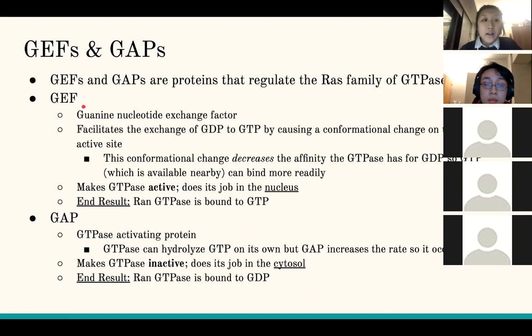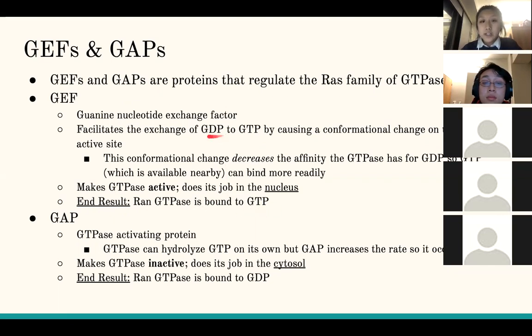So we'll start with GEF. GEF stands for guanine nucleotide exchange factor. So you can think of it as exchanging the GDP for GTP, the diphosphate for a triphosphate, and the GTP state is when the entire GTPase is active. So it's going to be doing its job in the nucleus. And the end result is that RAN GTPase is bound to GTP.